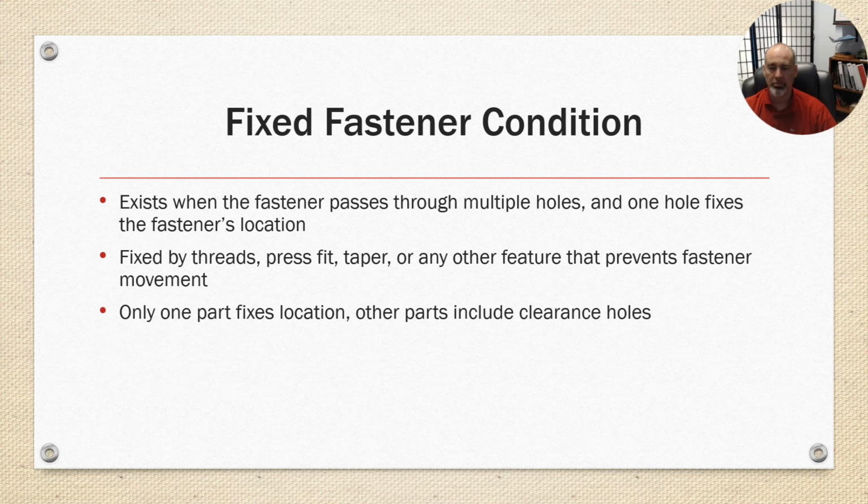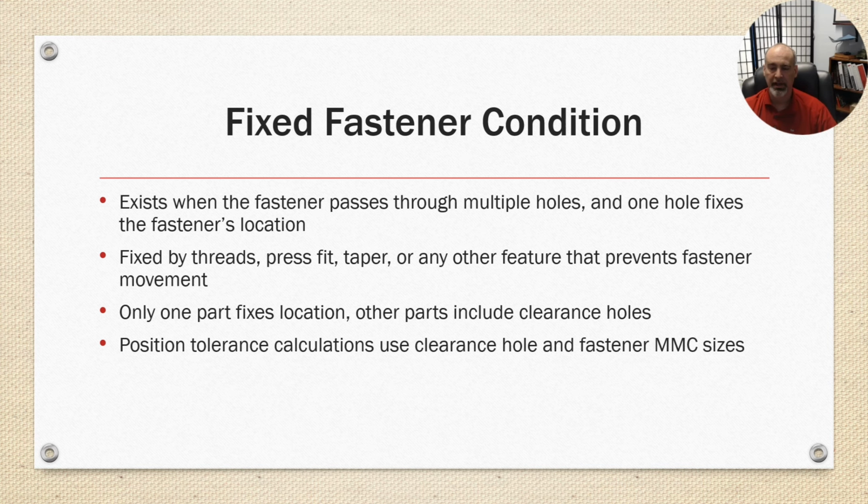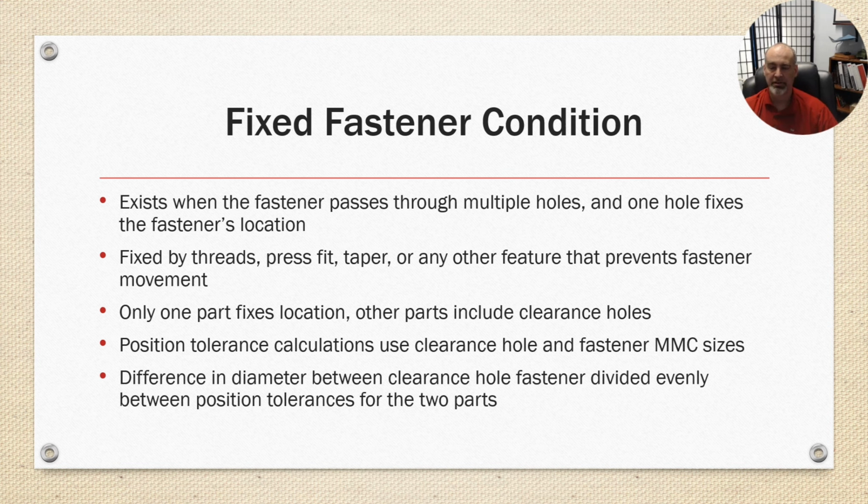Only one part fixes the location, the other parts include clearance holes. And the position tolerance calculations use clearance hole and fastener MMC sizes. The difference in diameter between the clearance hole and fastener is divided evenly between the position tolerances of the other two parts.